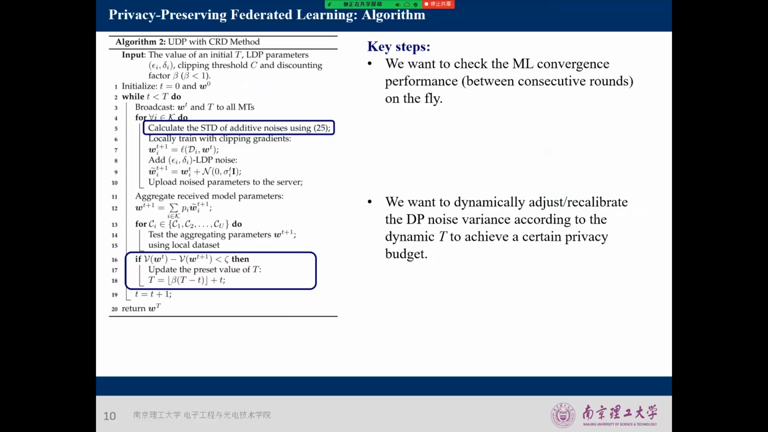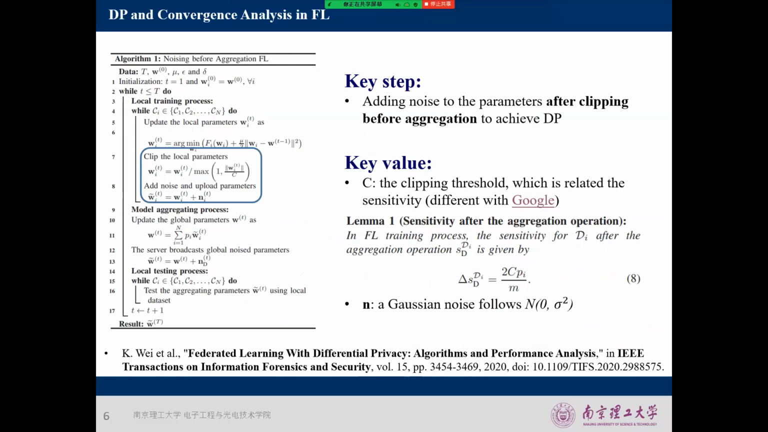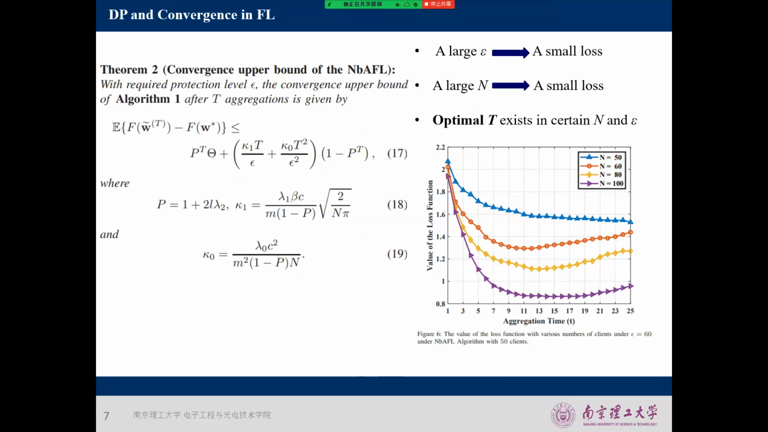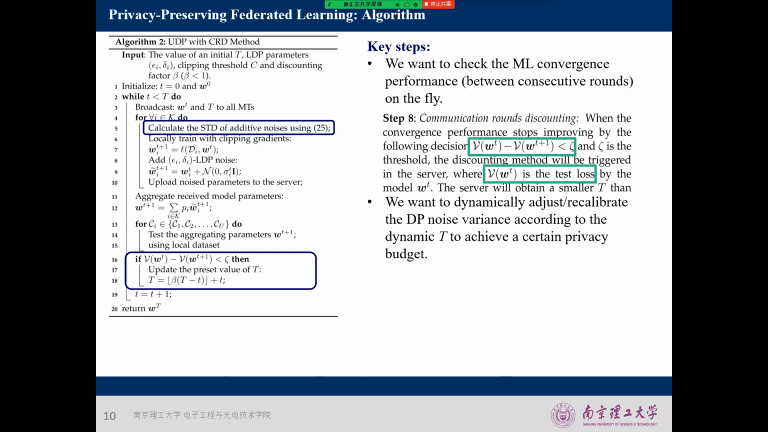So first, we have some observations from the last paper that there exists an optimal T if we have a certain number of clients' participation in federated learning, and we add noise on the local models. T is the aggregation time. So we can monitor the training performance during the aggregation. If we find that the learning performance is not increasing, it means that we may have added too much noise during the learning, so we will decrease the communication round. Step 8 is the way to decrease the communication round by this equation here.